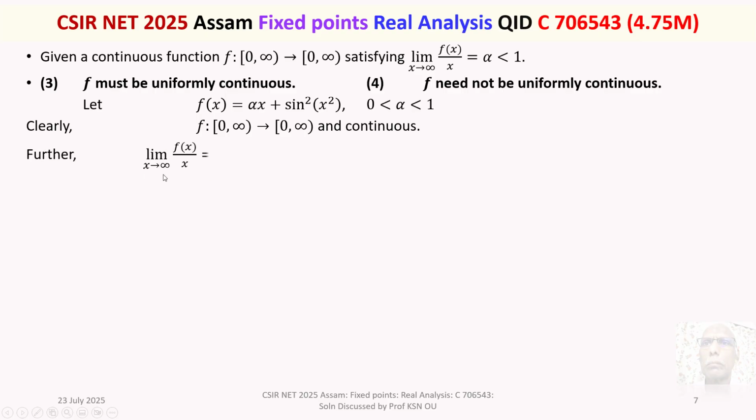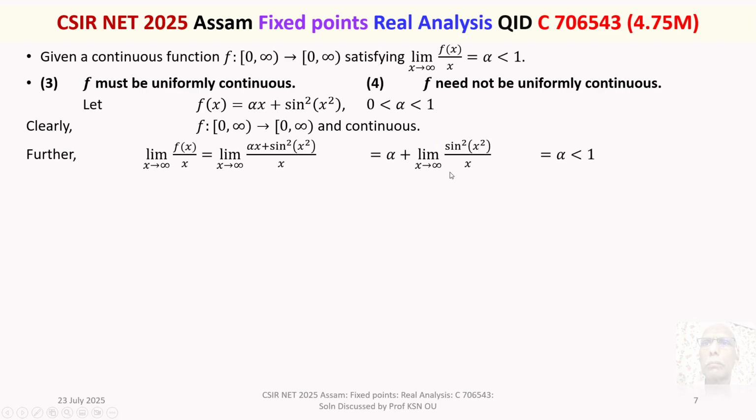Further, the limit as x tends to infinity of f of x by x is equal to the limit of alpha x plus sine square x square, divided by x. And alpha x by x is alpha, so the limit of that is alpha only. The limit as x tends to infinity of sine square x square by x will be 0. Why?